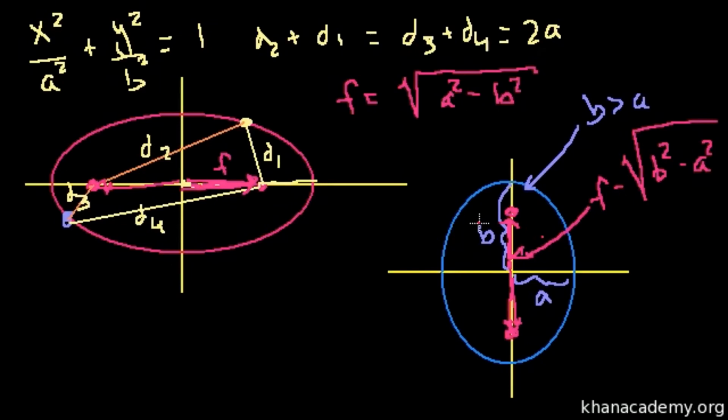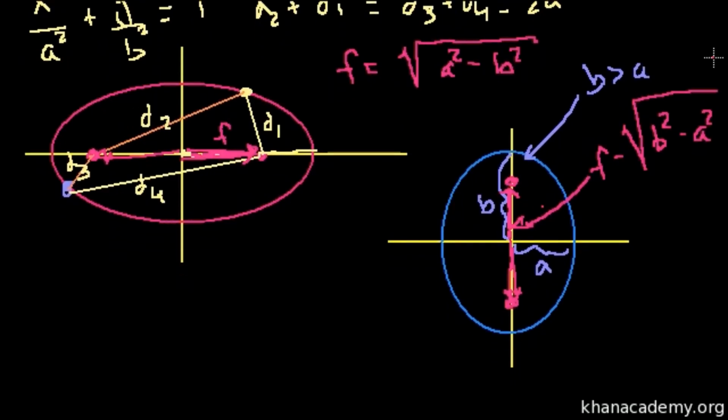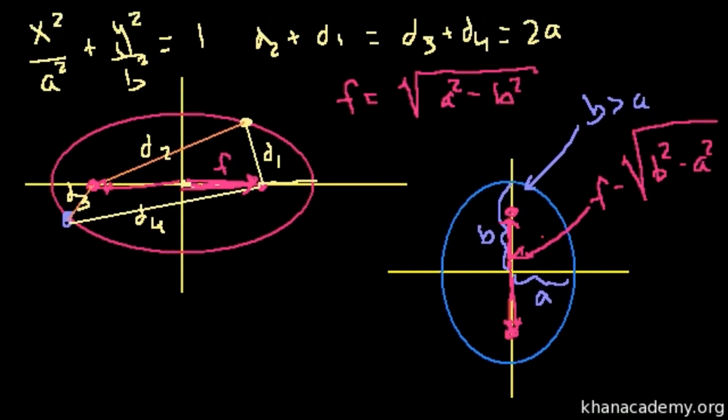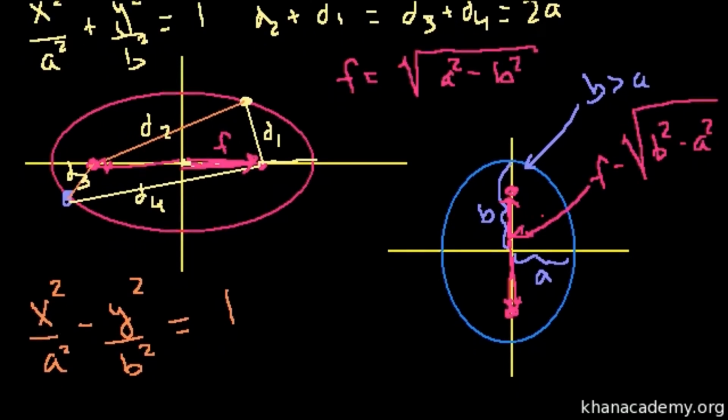Now I did all of that to compare it to what we're going to cover in this video, which is the focus points, or the foci, of a hyperbola. And a hyperbola is very close to an ellipse. You could probably guess that, because if this is the equation of an ellipse, this is the equation of a hyperbola: x squared over a squared minus y squared over b squared is equal to 1. Or we could switch these around, where the minus is in front of the x instead of the y. We could cover that in a second. But this hyperbola looks something like this.